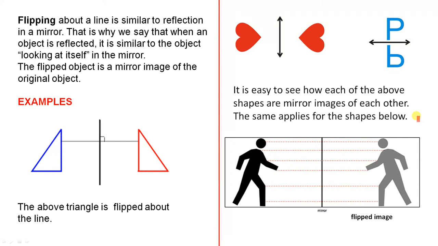The same applies for the shapes below. So if this original person here is looking at himself or herself in the mirror, that's what we see on the other side. So they are flipped images. So just keep thinking of the mirror, and you'll find that a little bit easier to understand this whole idea.